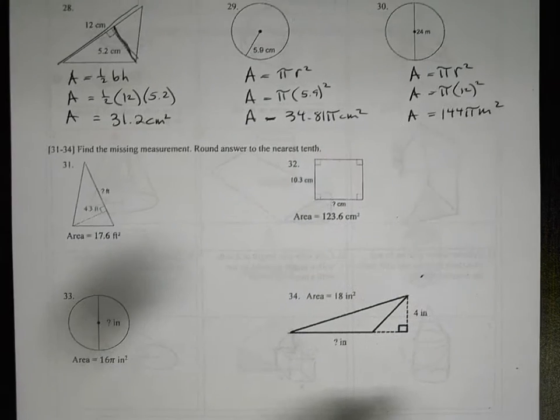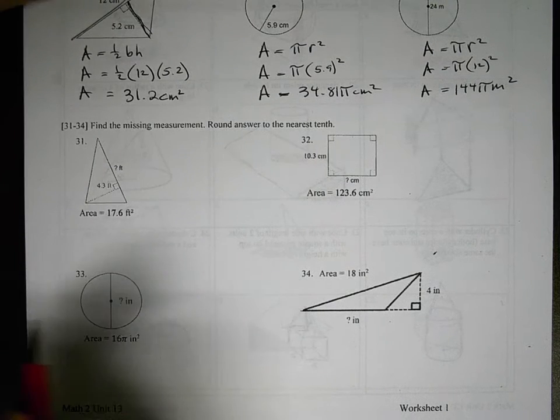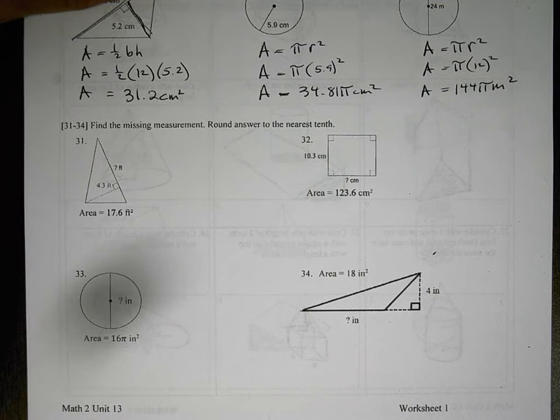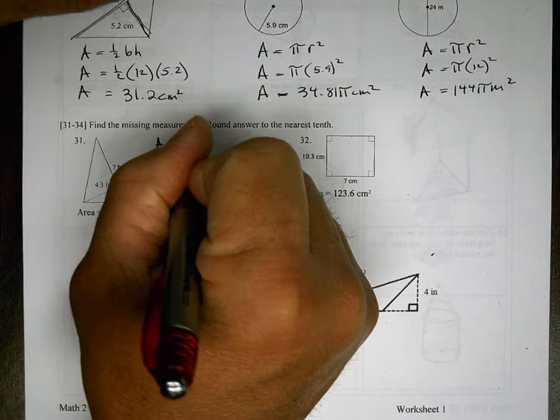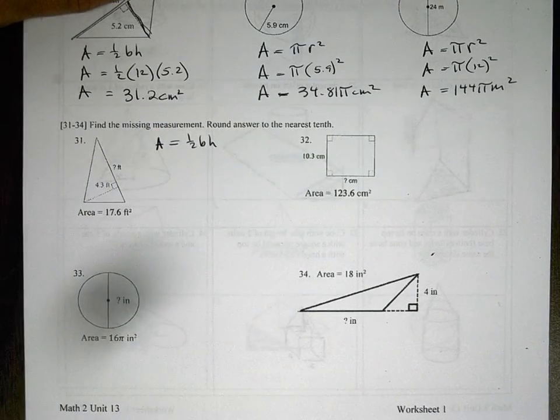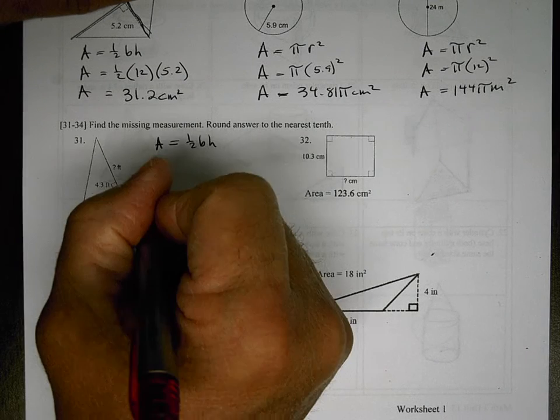Okay, moving on. Number 31 through 34, find the missing measurement, round to the nearest tenth. So these are what we call work backwards problems, where they give us the area and we have to work backwards to find either the height or the base or whatever part they left out. So this is a triangle, and we know the area of a triangle is 1/2 the base times the height. On work backwards problems, you always want to write the formula, plug in what you were given.